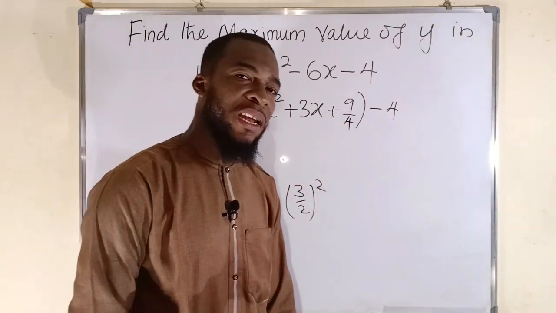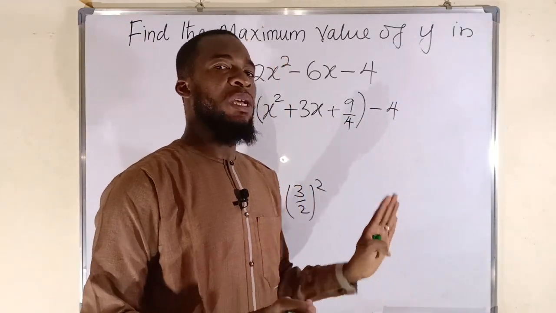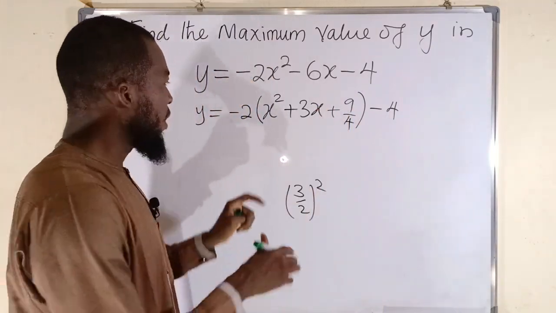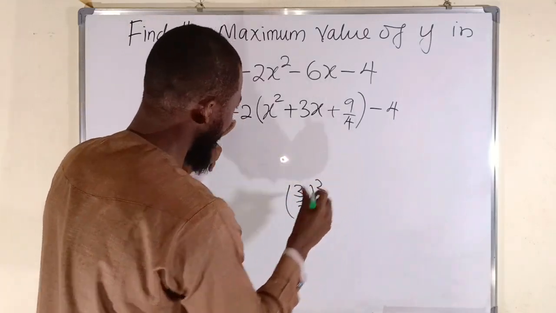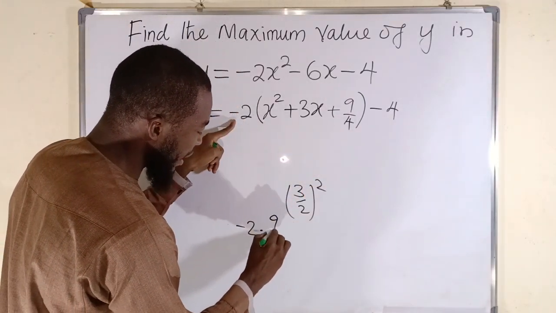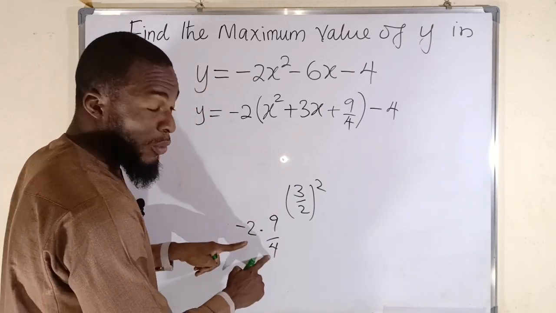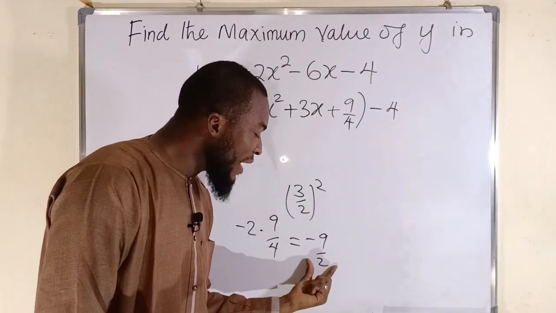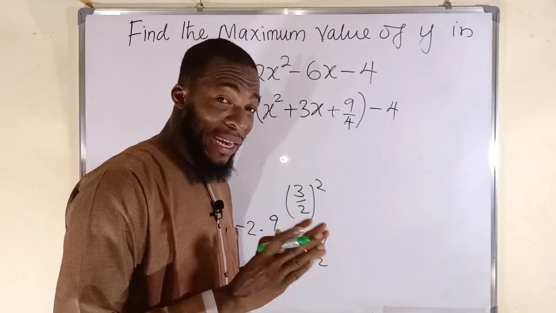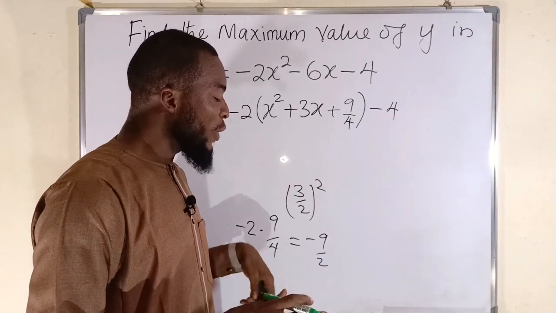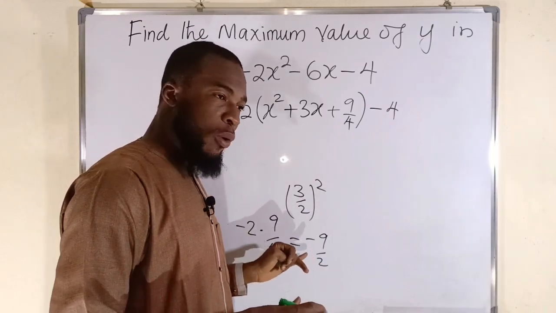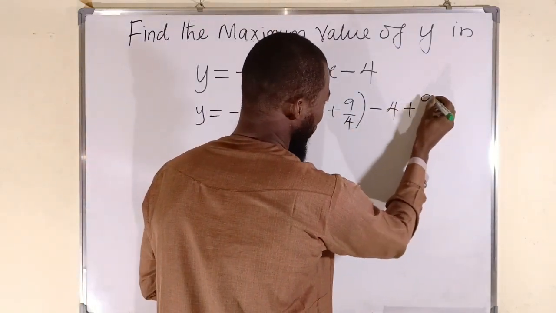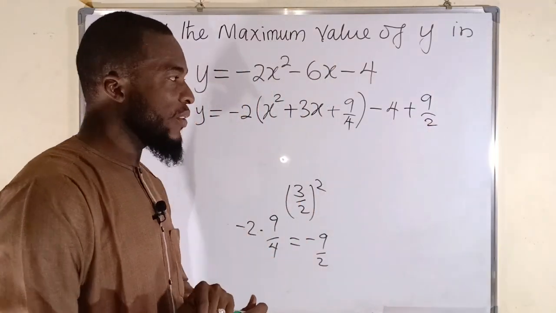But remember that 9 divided by 4 wasn't there before. It was added for a purpose. Therefore, we are going to neutralize it. How? Take this, multiply by this. Negative 2 multiplied by 9 divided by 4. You know 2 can go into 4 2 times, so this will give us negative 9 divided by 2. This negative 9 divided by 2 is exactly what we have added naturally. So therefore, since we have added negative number, we are going to add positive number to neutralize it. So we're going to add positive 9 divided by 2 instead of this negative 9 divided by 2.